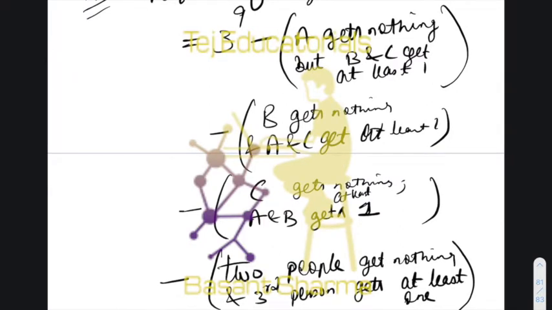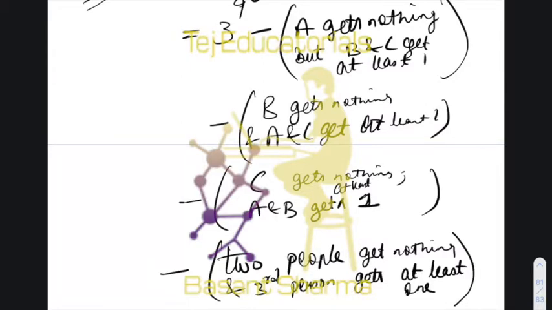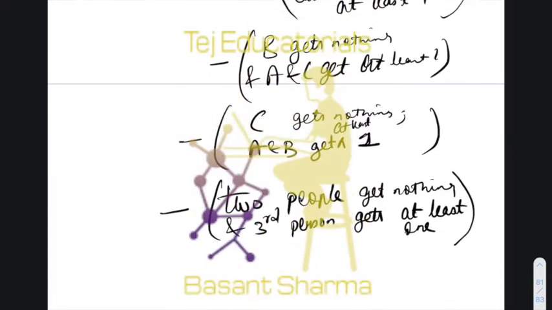Okay, now let's see. A gets nothing but B and C get at least 1. Now in how many ways can that happen? When A gets nothing and B and C get at least 1. Alright, so can you see that you have to distribute 9 objects amongst 2 persons, right? You have to distribute 9 objects amongst 2 persons because you don't have to give anything to A. So 9 objects remain and you have to distribute them among B and C. So how many ways can there be?